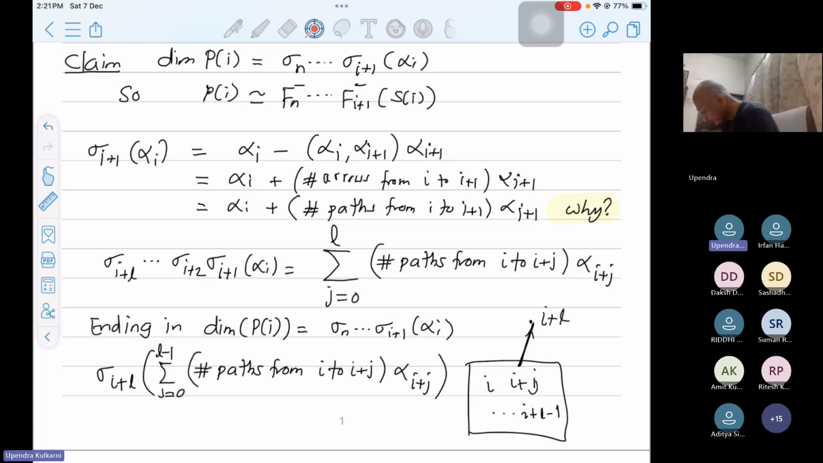Because how do I reach in the end? Pi means I'm going all the way up from sigma 1 up to sigma n. And you see, this is going to tell me all the paths from I to every vertex up to n. But those are all the paths from I. There cannot be any paths from I to any vertex that is smaller than I.